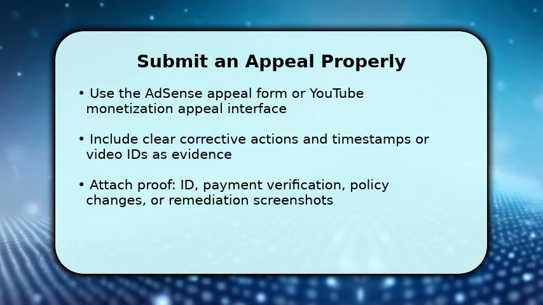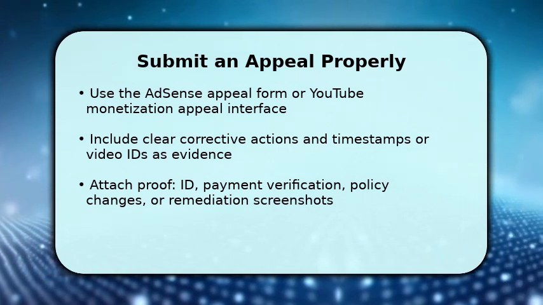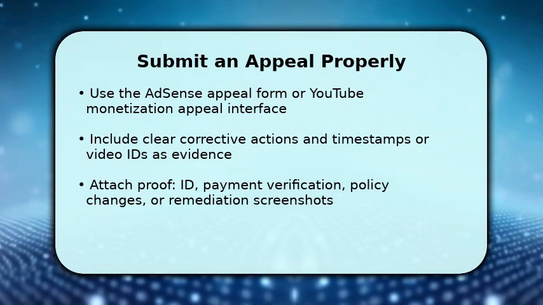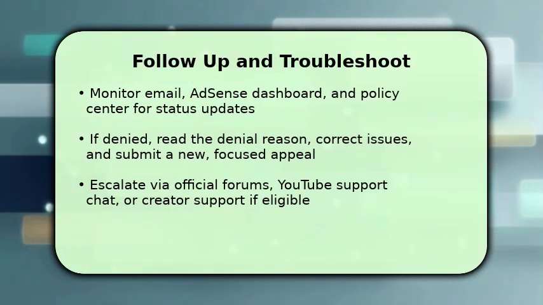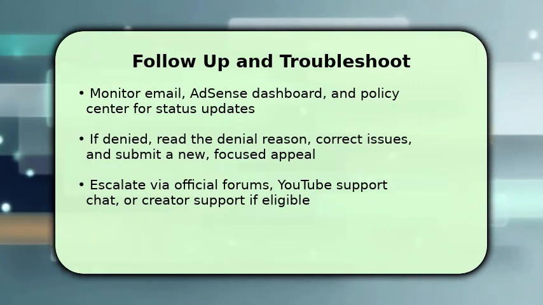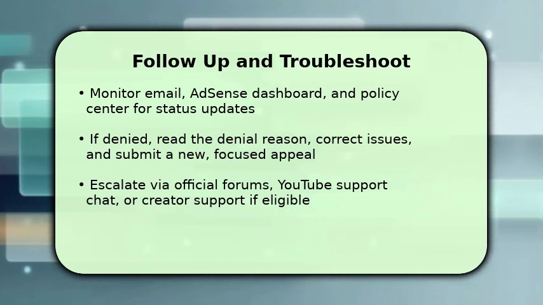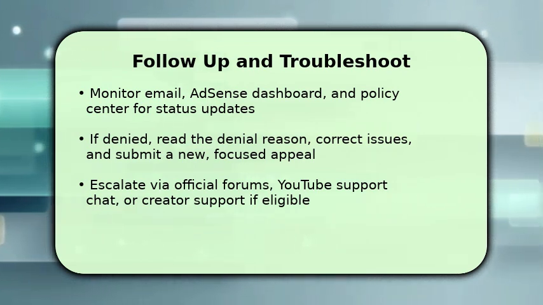This speeds verification. Once submitted, track the case number and expect responses within weeks, although complex cases may take longer, so keep monitoring and iterating until resolved. Check your email and AdSense dashboard daily for requests or partial reinstatement notes. Respond quickly to follow-ups. If your appeal is denied, carefully read the denial to identify remaining policy gaps and then submit a new appeal addressing only those points with fresh evidence.